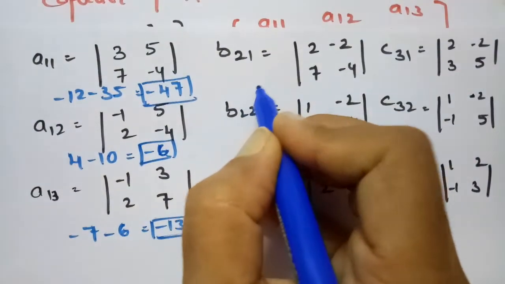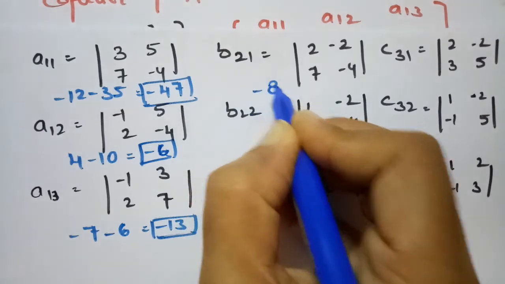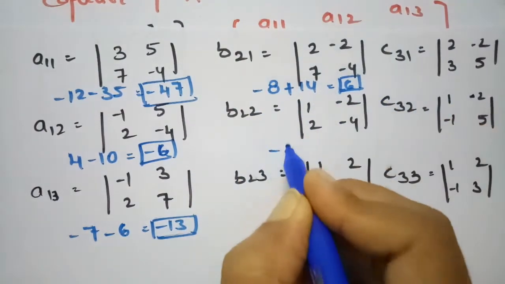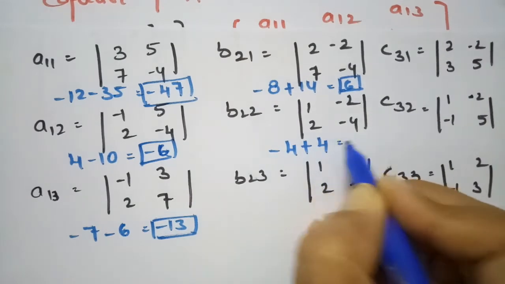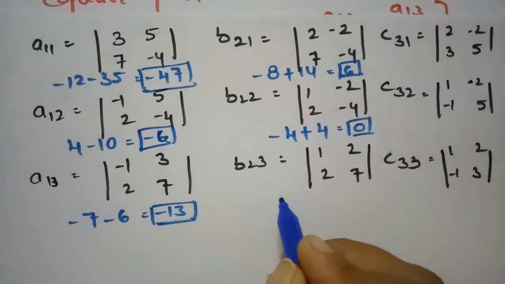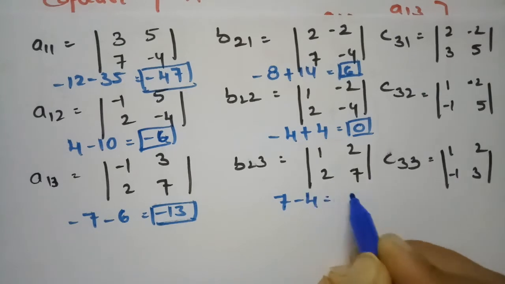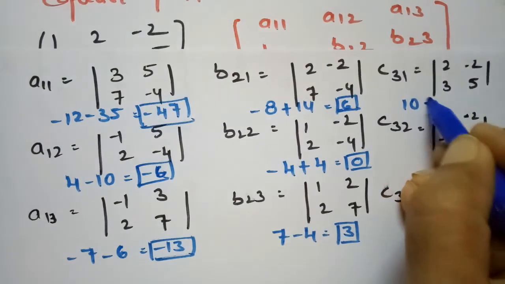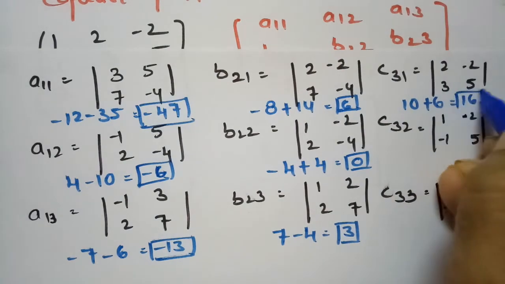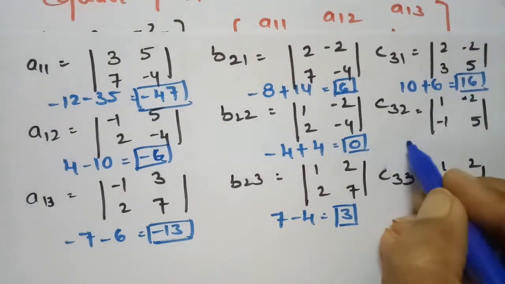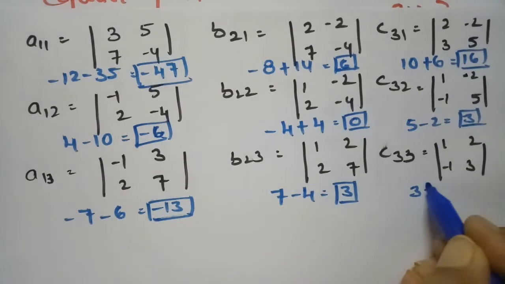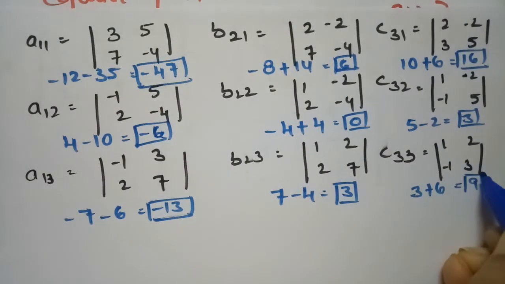And if you observe, this value is minus 8 plus 14. The value here is 6. And here this is minus 4 plus 4. The value here is 0. And here this is 7 minus 4. The value here is 3. And this is 10 plus 6. The value here is 16. And here 5 minus 2. The value here is 3. And this is 3 plus 6. The value here is 9.